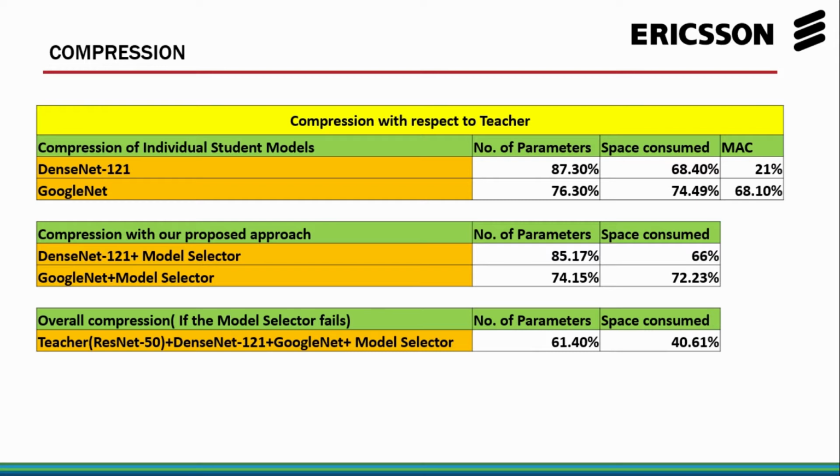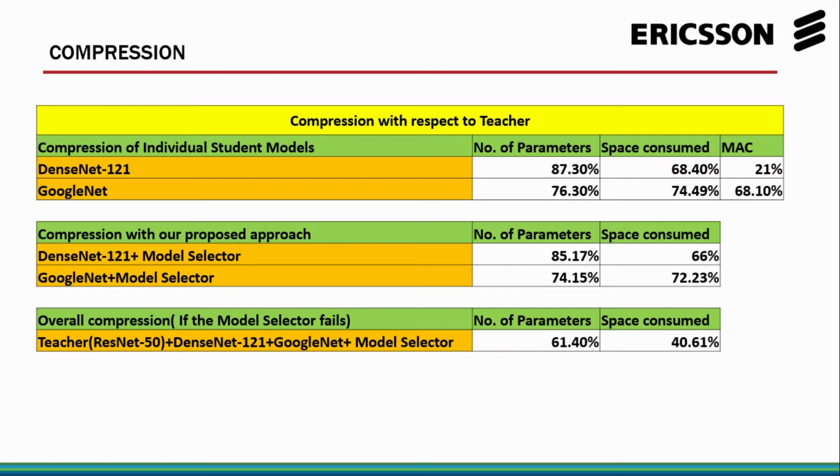We find that DenseNet and GoogleNet are compressed approximately 87.3% and 76.3% in parameters, and with respect to space consumed, it can reduce up to 67.4% with respect to the original model in DenseNet 121, and 74.49% in GoogleNet. With respect to the number of MAC counts, DenseNet is not performing that great. It's just able to compress 21% with respect to the teacher, and GoogleNet is performing pretty well, compressing around 68.1% with respect to the teacher.